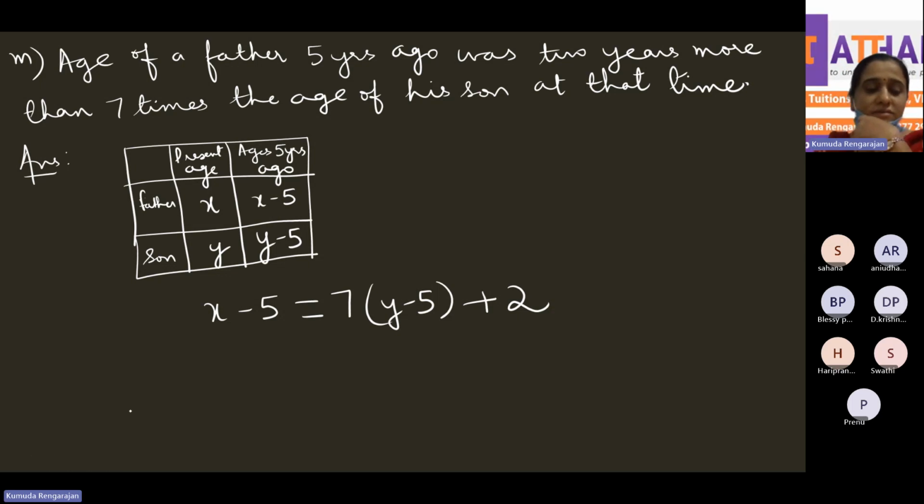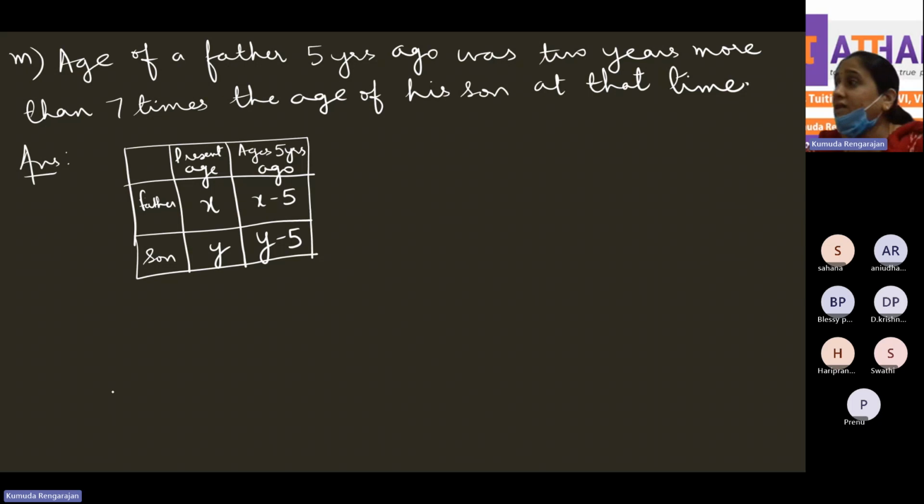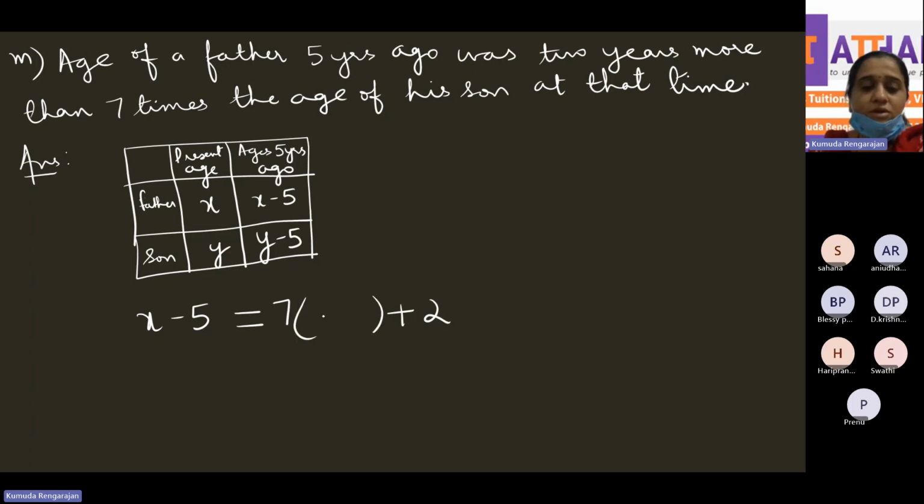We'll write it again. You should keep writing as you read the question. You should not read it and then write. As you read, you should keep writing. Age of a father 5 years ago: what was the age of the father 5 years ago? X minus 5. Then was, then put an equal to sign. 2 years more than, meaning plus 2. 7 times the age of the son at that time. Age of the son at that time, y minus 5. 7 times meaning 7 into, so 7 into y minus 5. Write down, children.